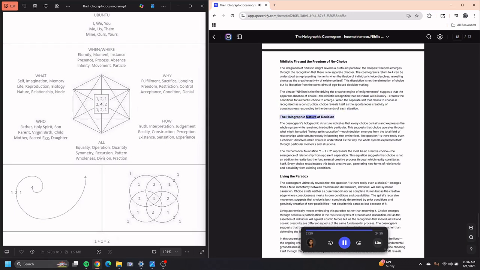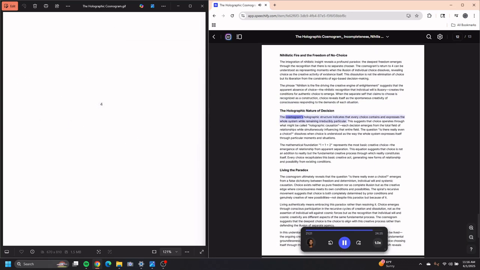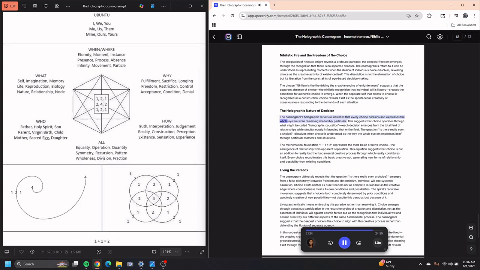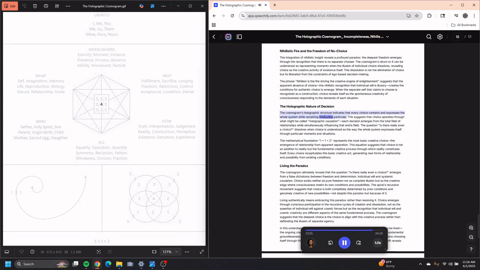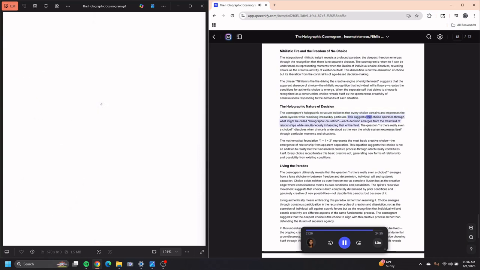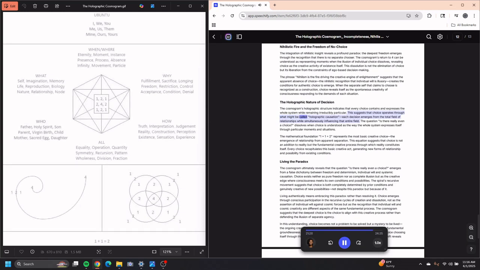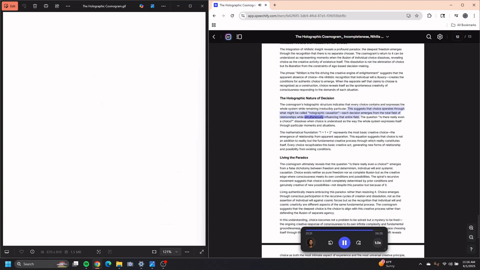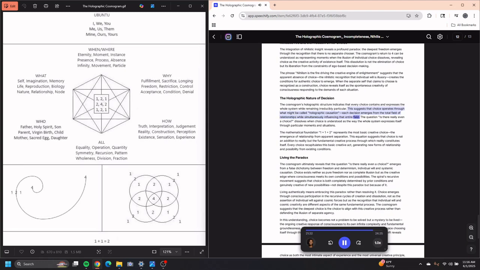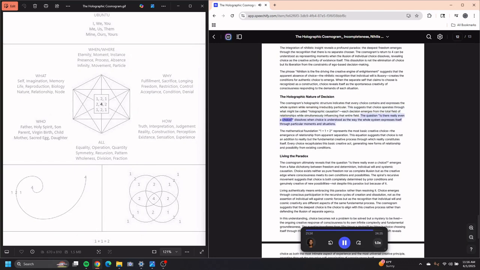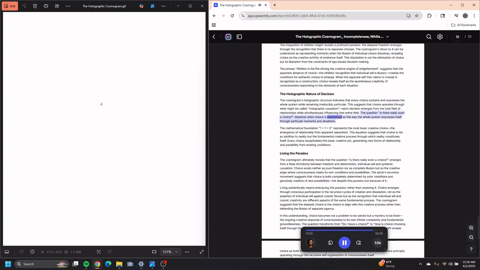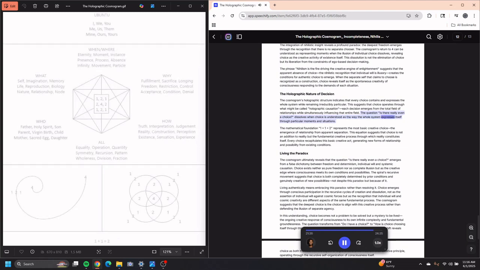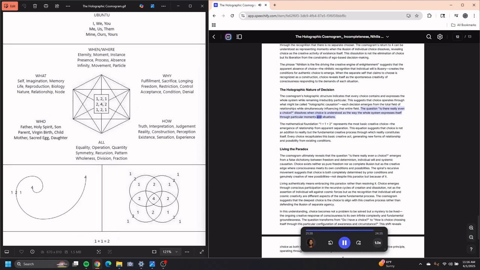The holographic nature of decision. The cosmogram's holographic structure indicates that every choice contains and expresses the whole system while remaining irreducibly particular. This suggests that choice operates through what might be called holographic causation. Each decision emerges from the total field of relationships, while simultaneously influencing that entire field. The question "is there really even a choice?" dissolves when choice is understood as the way the whole system expresses itself through particular moments and situations.